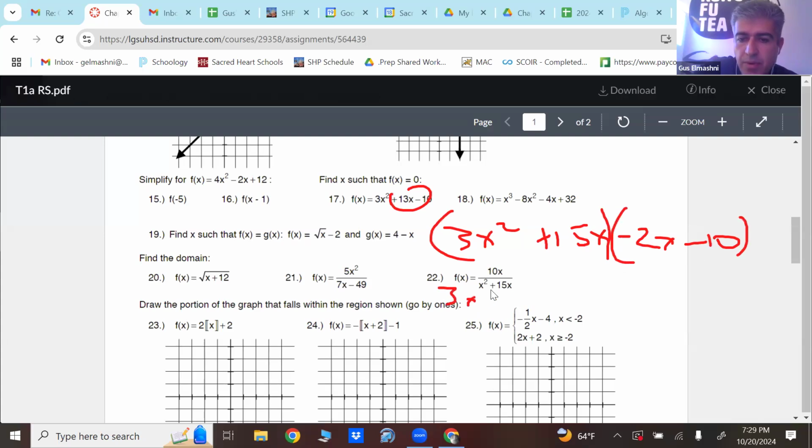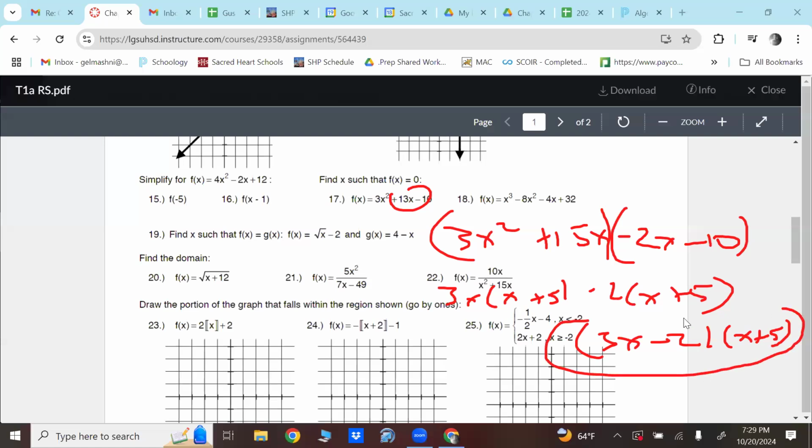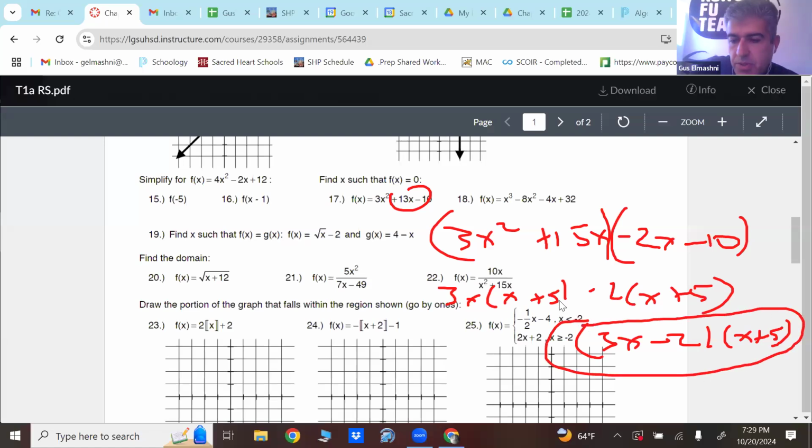Where you factor out 3x from the first group, you get x plus 5. Factor out -2 from the second group, you also get x plus 5. So what do you get? 3x minus 2 times x plus 5. That's it. And of course, then you get 2/3 or -5.